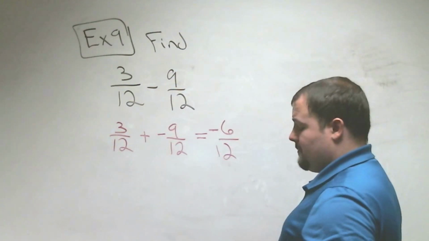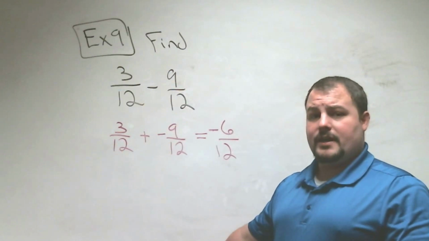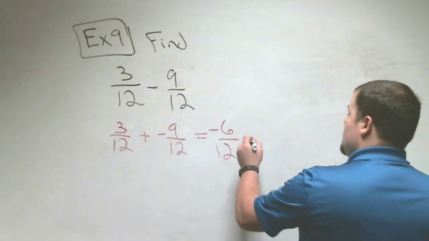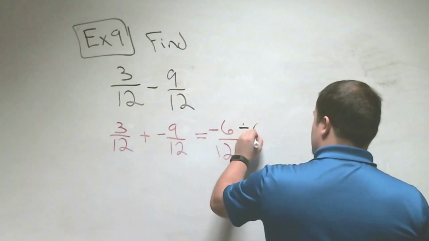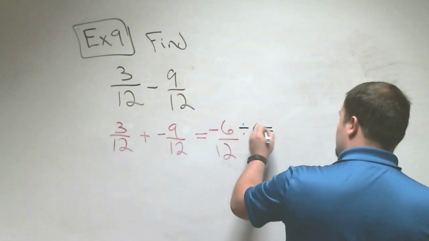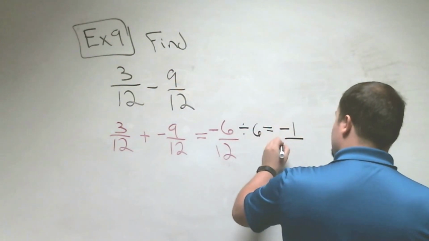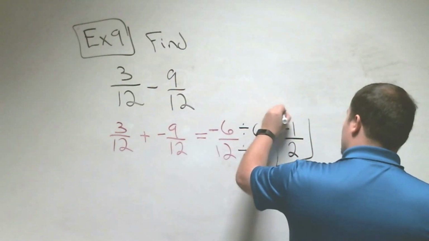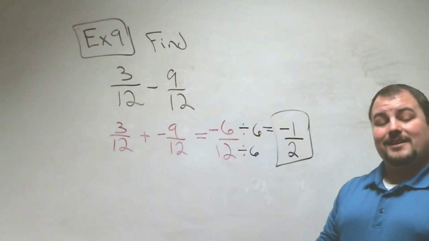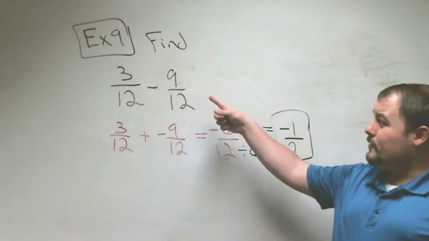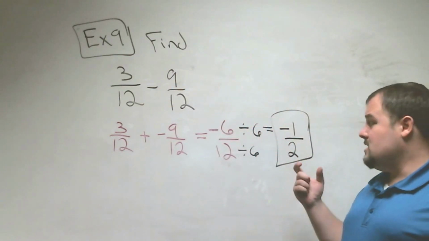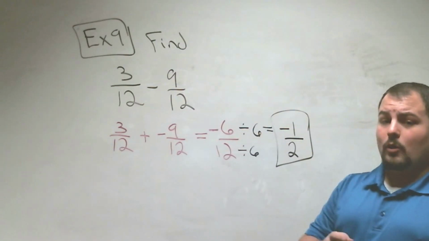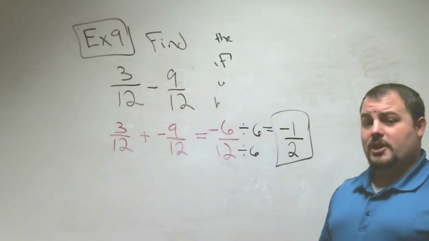Well, I'm looking at 6 and I'm looking at 12, and I ask, can they simplify? In this case, both 6 and 12 divide by 6. So we would divide negative 6 by 6. Negative 6 divided by 6, that's negative 1. 12 divided by 6, that's 2. So what that means is our final answer is that this problem, 3/12 minus 9/12, is actually negative 1/2. And that's our answer for this. One more problem, a word problem, and you guys are done.